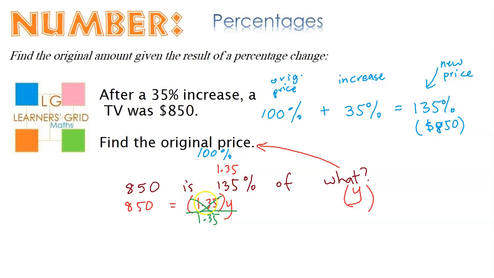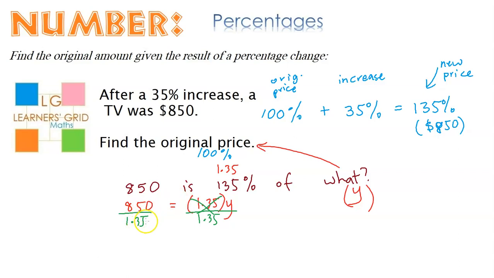Now, whatever you do to one side, you have to do to the other, because one side is equal to the other. So both sides are balanced. If you change one side, you've got to change the other by exactly the same amount.